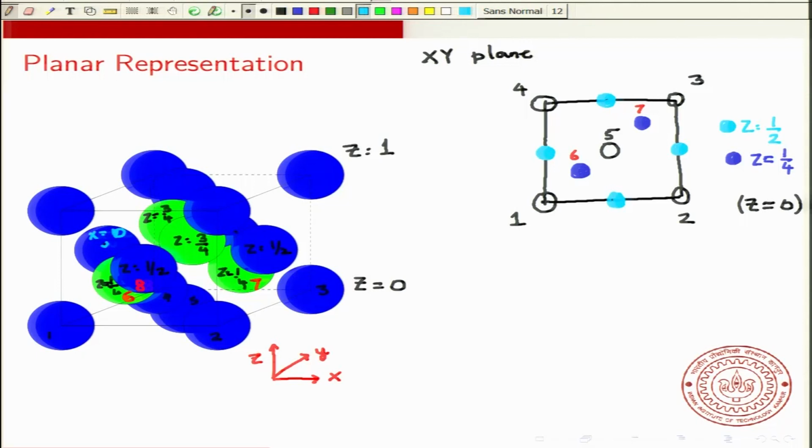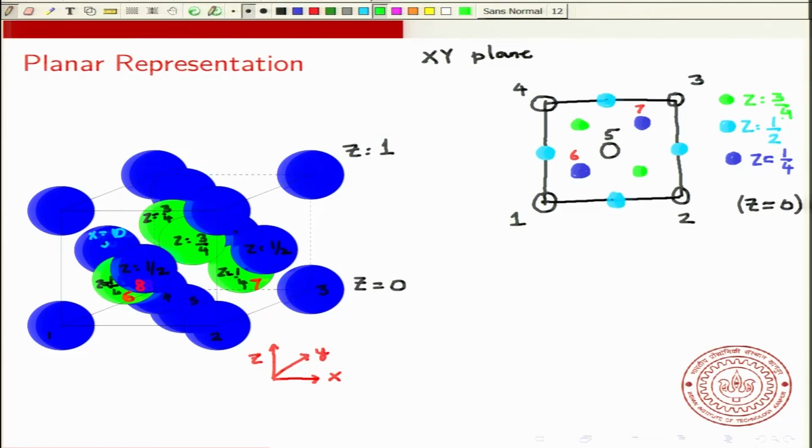Already we have shown 3 planes. Now there is one more plane, z equal to 3/4, and let me use the green color for z equal to 3/4. You can see very simply that this has 2 atoms at z equal to 3/4. One is located here, one is located here. So this is a planar representation of the entire diamond lattice, and it's quite nice because you show all the atoms in one plane.